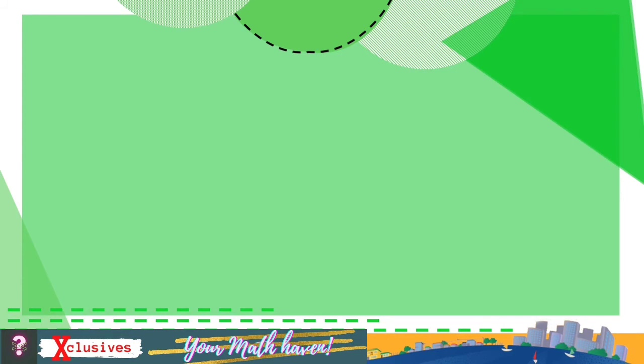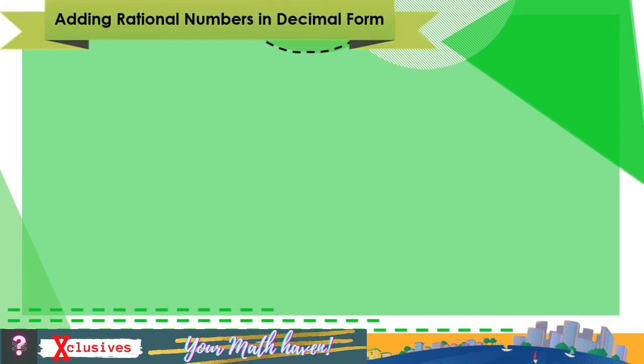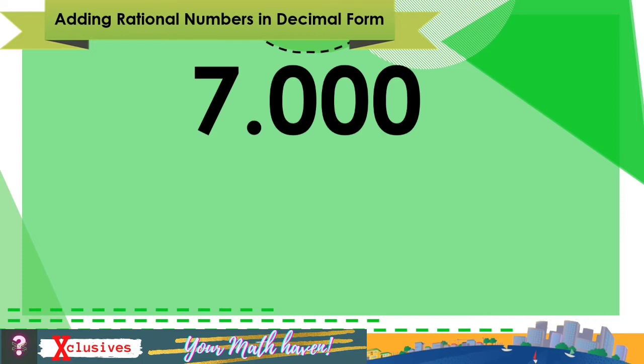Now that we are done adding rational numbers in fraction form, we will now be adding rational numbers in decimal form. But before that, what's decimal? Let's check this first. So given 7.000. Let's identify the parts of the given number.